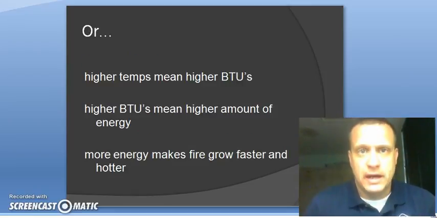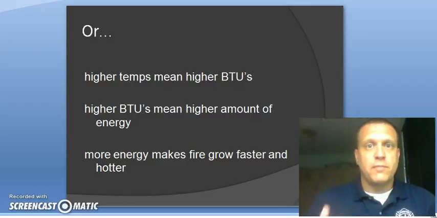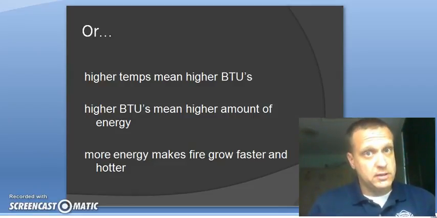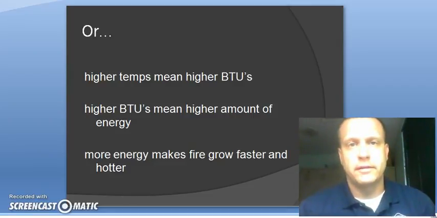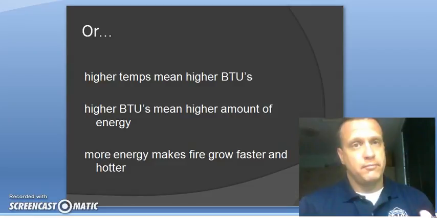Higher temperatures mean higher BTUs. We must overcome those BTUs by applying enough water. The more BTUs coming out, the higher the energy is, the more energy there is coming from the fire. That's when the fire grows faster, it grows hotter.